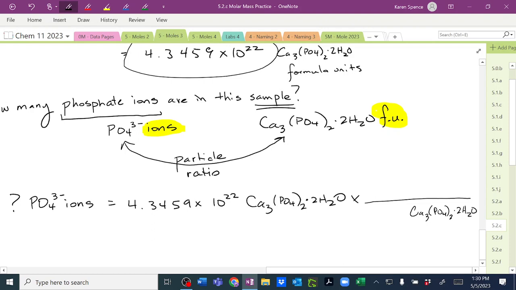And what do I want to find? PO4 3- ions. So we have 2 of those in 1 of those, and we get 8.6918 times 10 to the 22 PO4 3- ions.